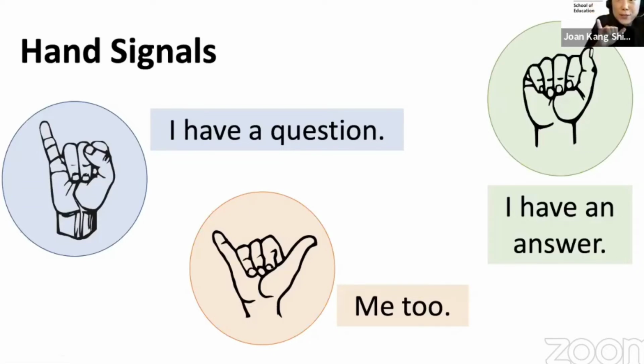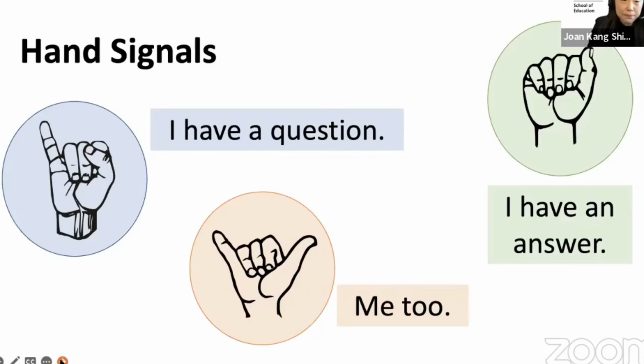Now, what is the use of this? Well, if students aren't all calling out, you can scan the room and see who has an answer, who has a question, maybe who agrees with something, without everyone just speaking all at once and creating chaos. So this is a nice classroom management routine that can be really helpful.